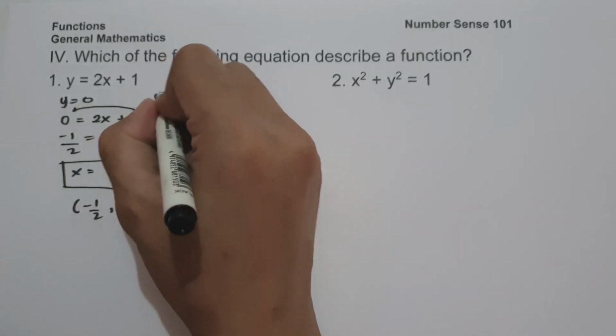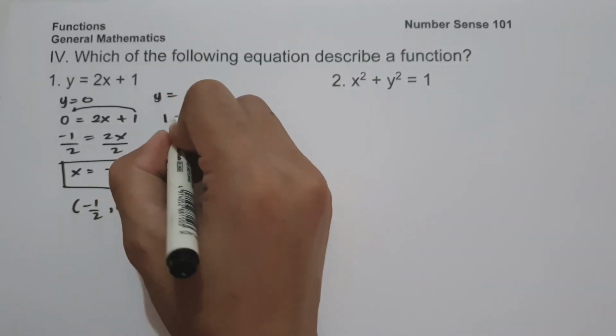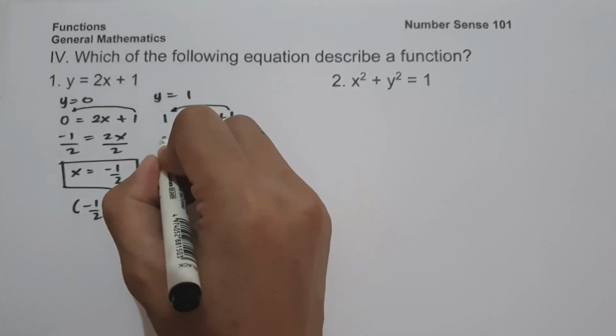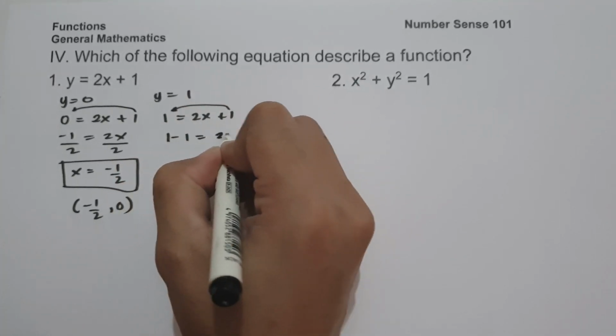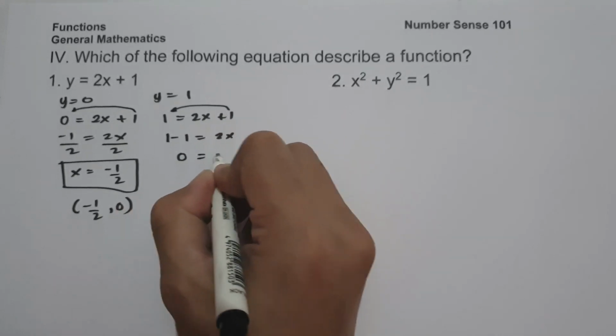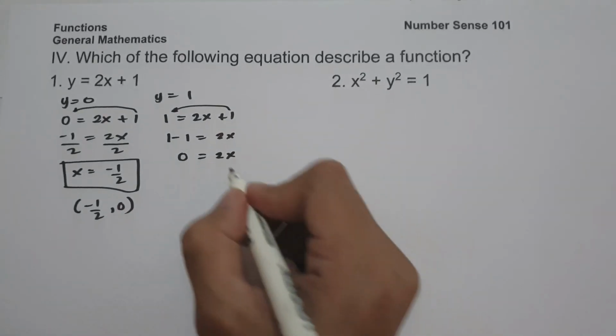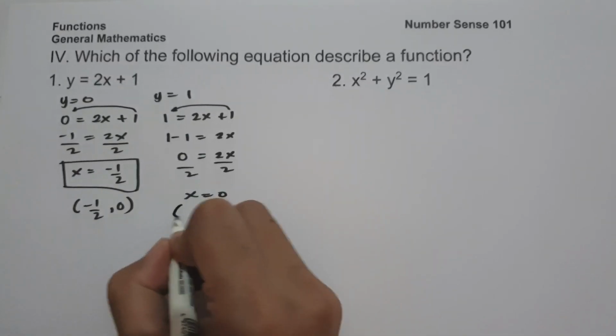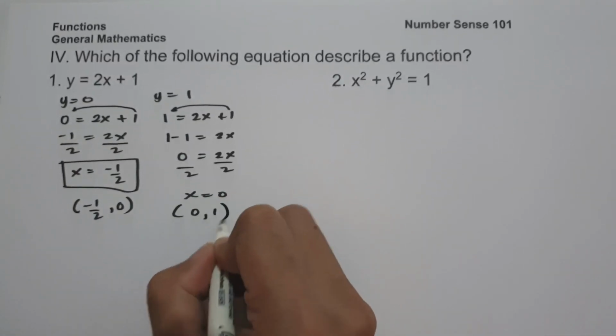And let's say y equals 1. So this is 1 equals 2x plus 1. Let us move 1 to the other side. That is 1 minus 1 equals 2x, and that is 0 equals 2x. So let us divide both sides by 2. So x equals 0. And the ordered pair is 0 comma 1.